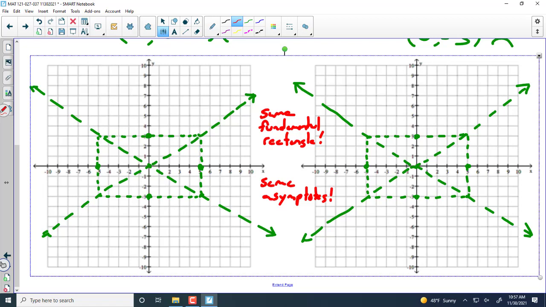So they both have the exact same appearance until we actually insert the hyperbola in there. I think that's pretty cool. I think that's a pretty cool observation to make.